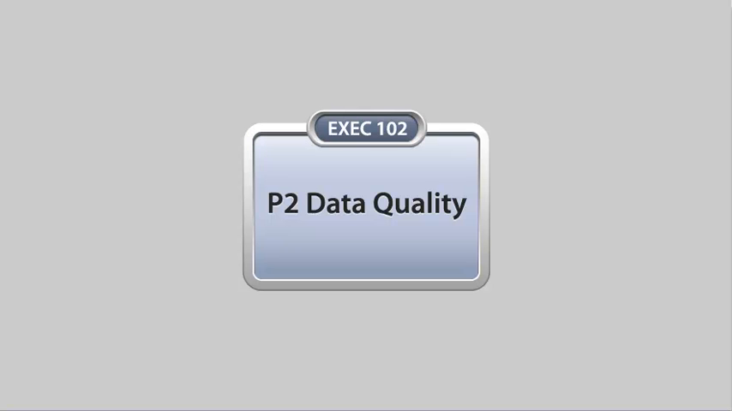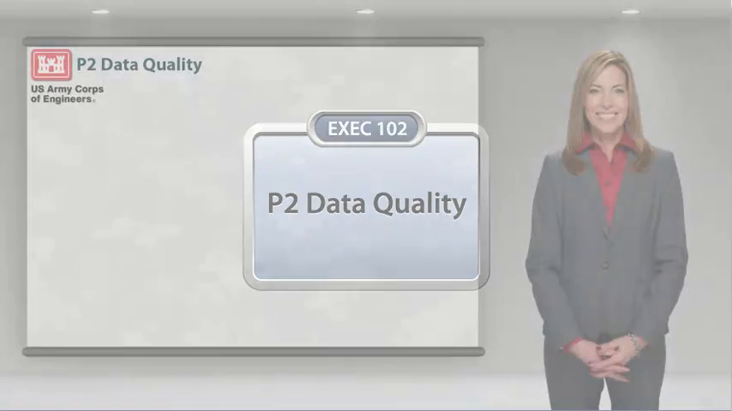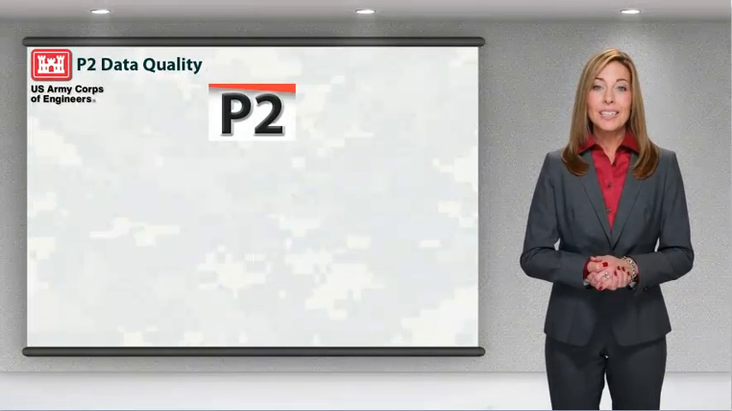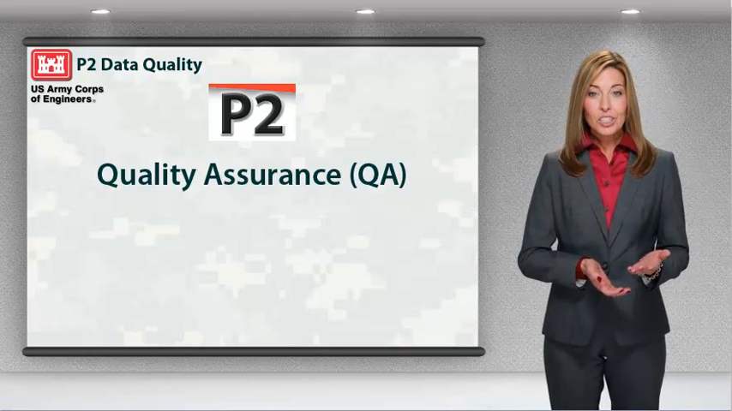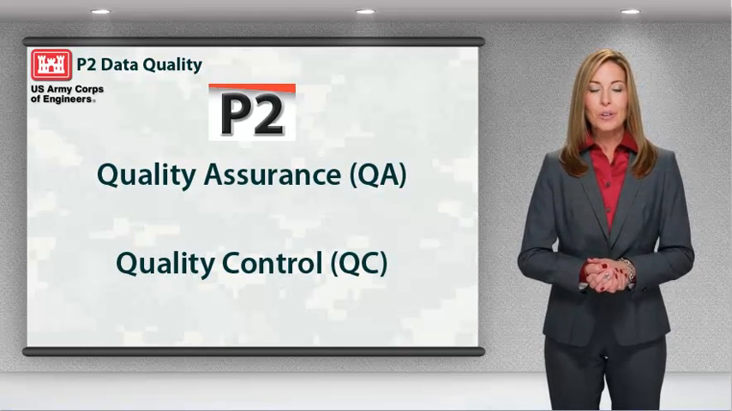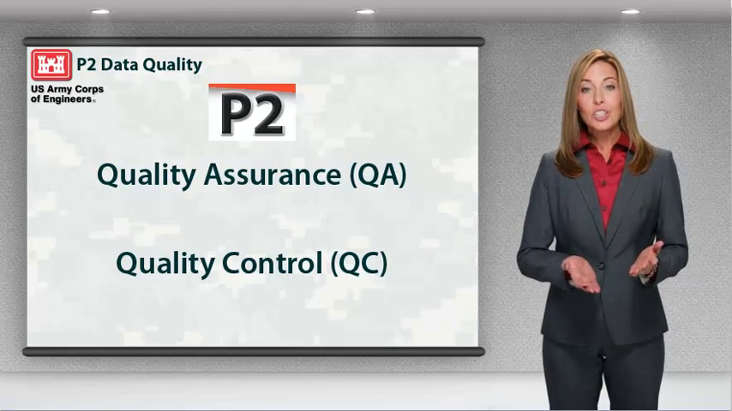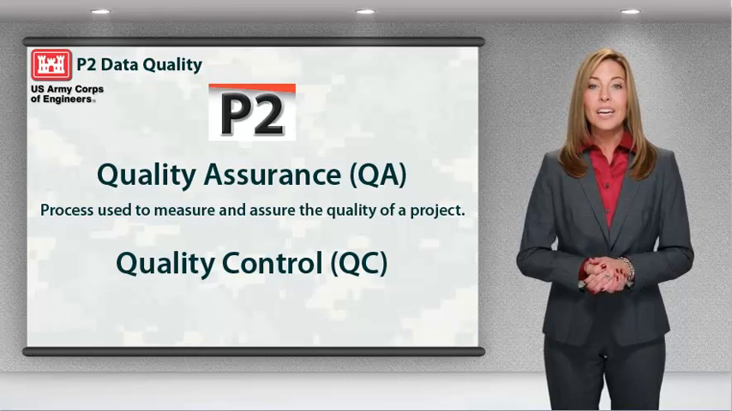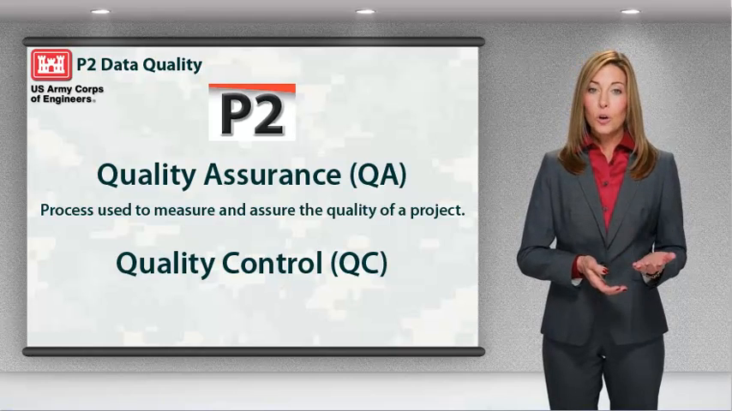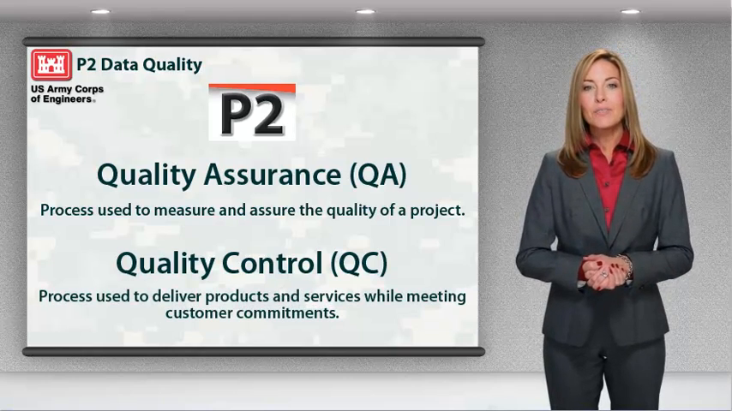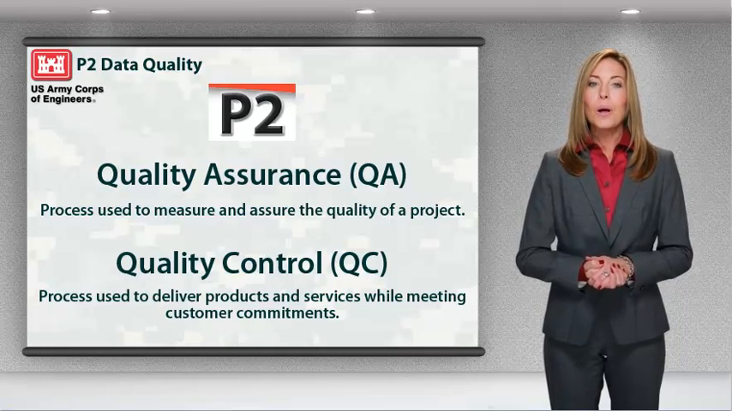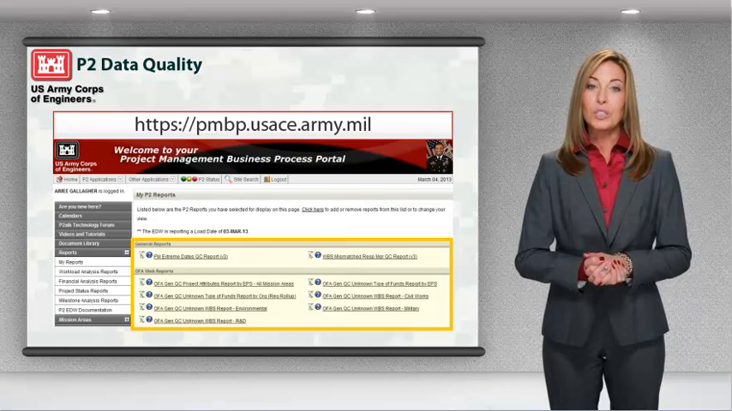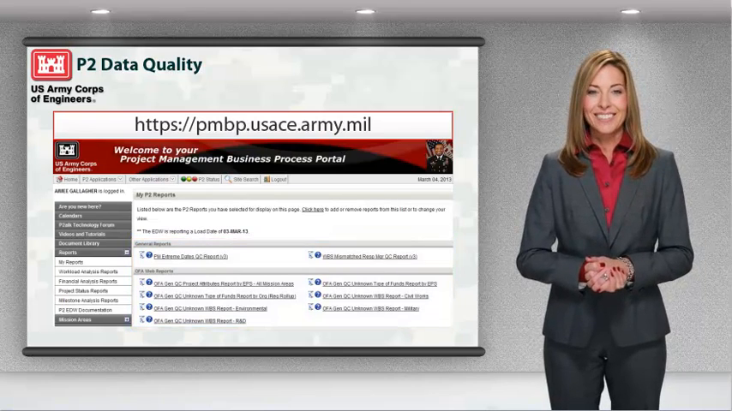P2 data quality. There are many tools available in the P2 system to help users perform quality assurance and quality control on their project data. Quality assurance, or QA, is a process used to measure and assure the quality of a project. Quality control, or QC, is a process of delivering products and services while meeting the commitments to the customer.